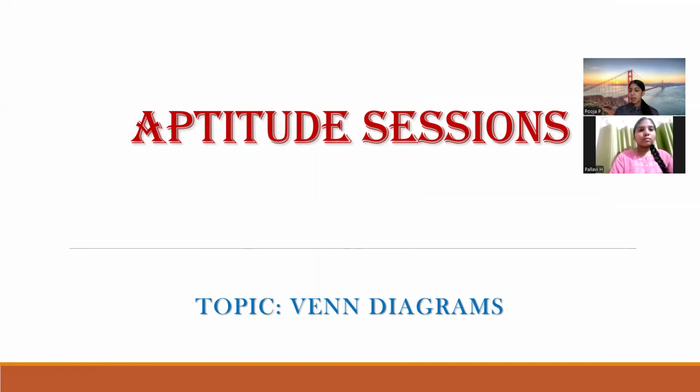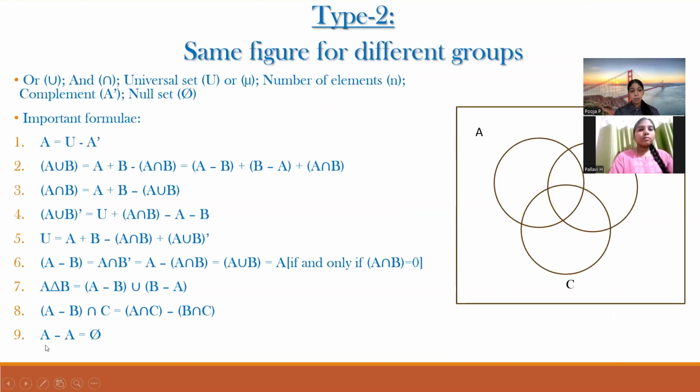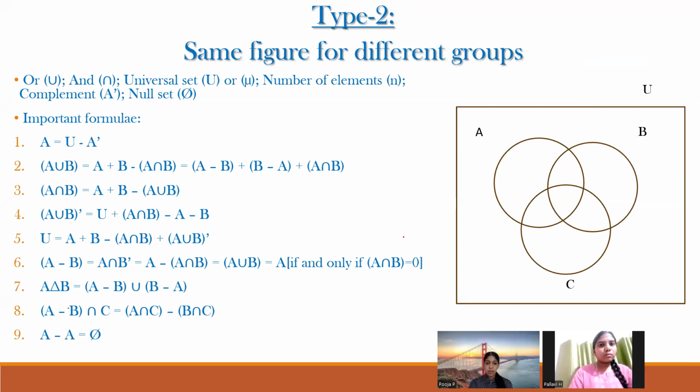Yesterday we had taken up Venn diagrams type 2 and we were still on the verge of completing it. We had done till A difference B and convinced ourselves with all of the six formulae. Three more are left: symmetric difference, A difference B intersection C, which is a distributive property, followed by A minus A, which is a null property.